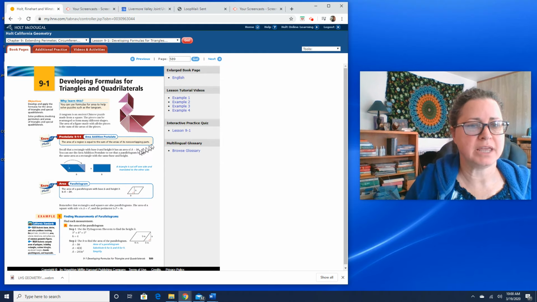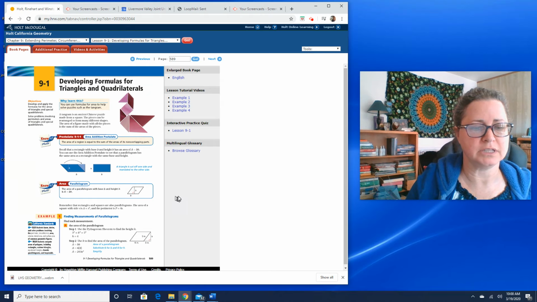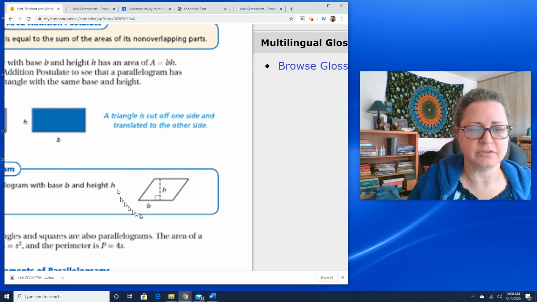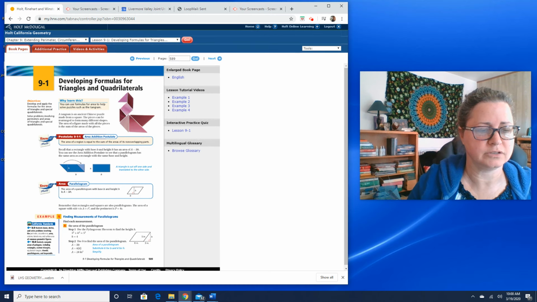So, this is page 589 in the book, and this is about formulas for triangles and quadrilaterals like rectangles and parallelograms and trapezoids. This page right here talks about parallelograms and it talks about the formula. And if you look right there, there's the formula for a parallelogram. And I know you have seen that before. Okay, so there's the formula right here. This is using the formula.